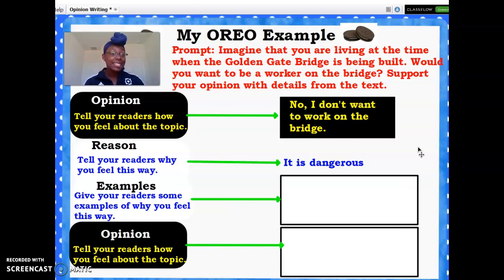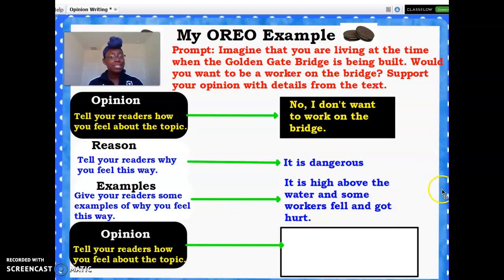So now the E stands for, if you said example, give your brain a kiss. Very good. E stands for examples. Now I need to give my readers an example on why I feel this way. So I need to tell my readers why I think working on the bridge is dangerous. Well, I think working on the bridge is dangerous because it's high above the water and some workers fell and got hurt.